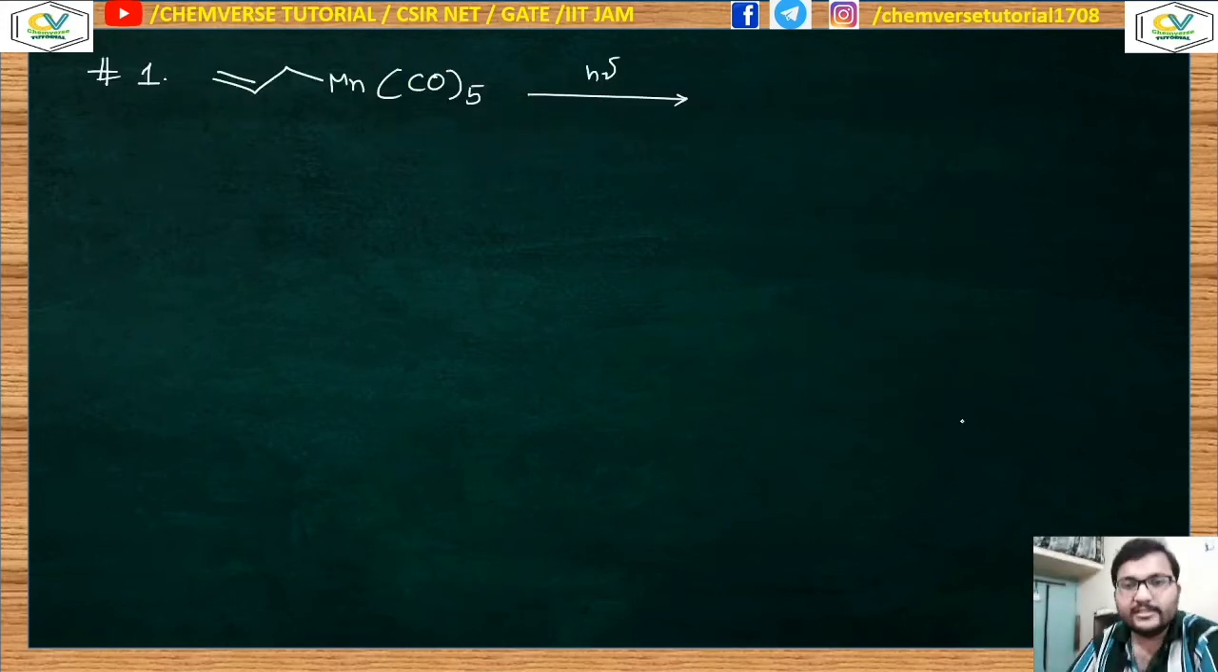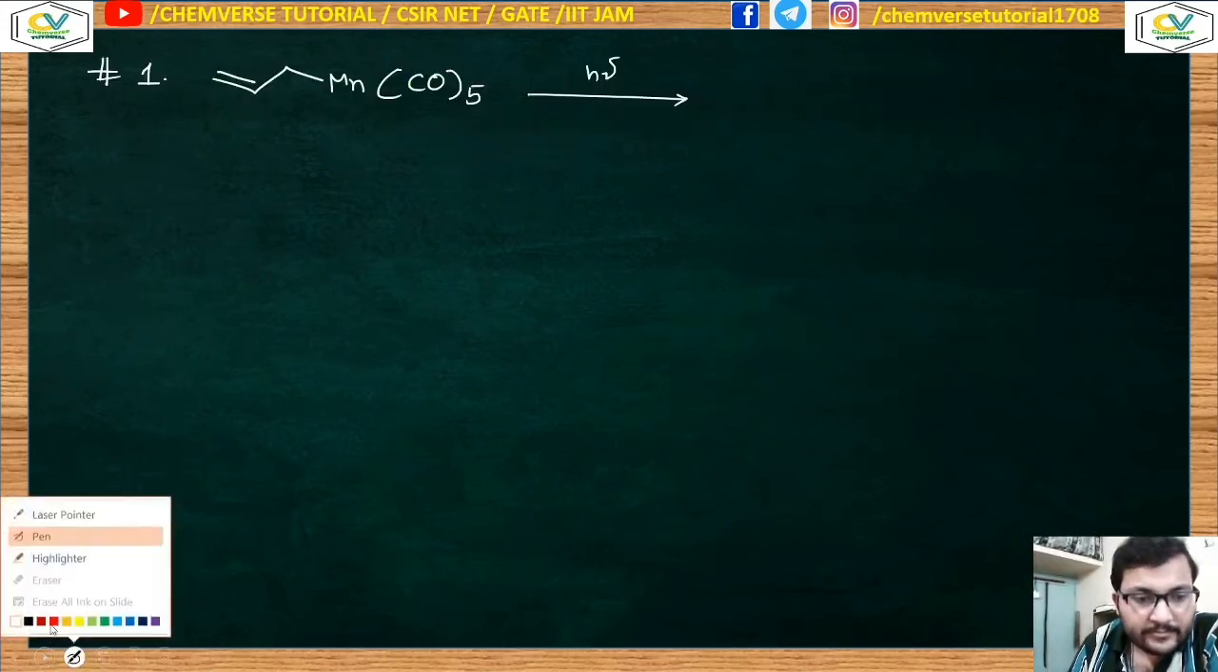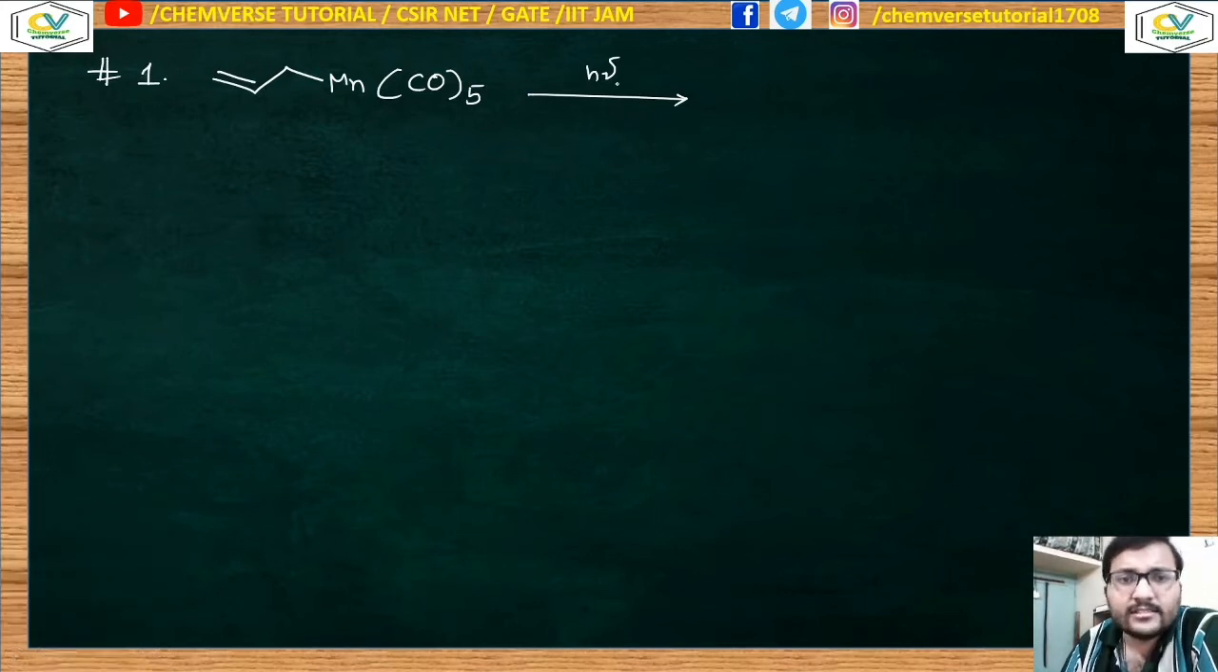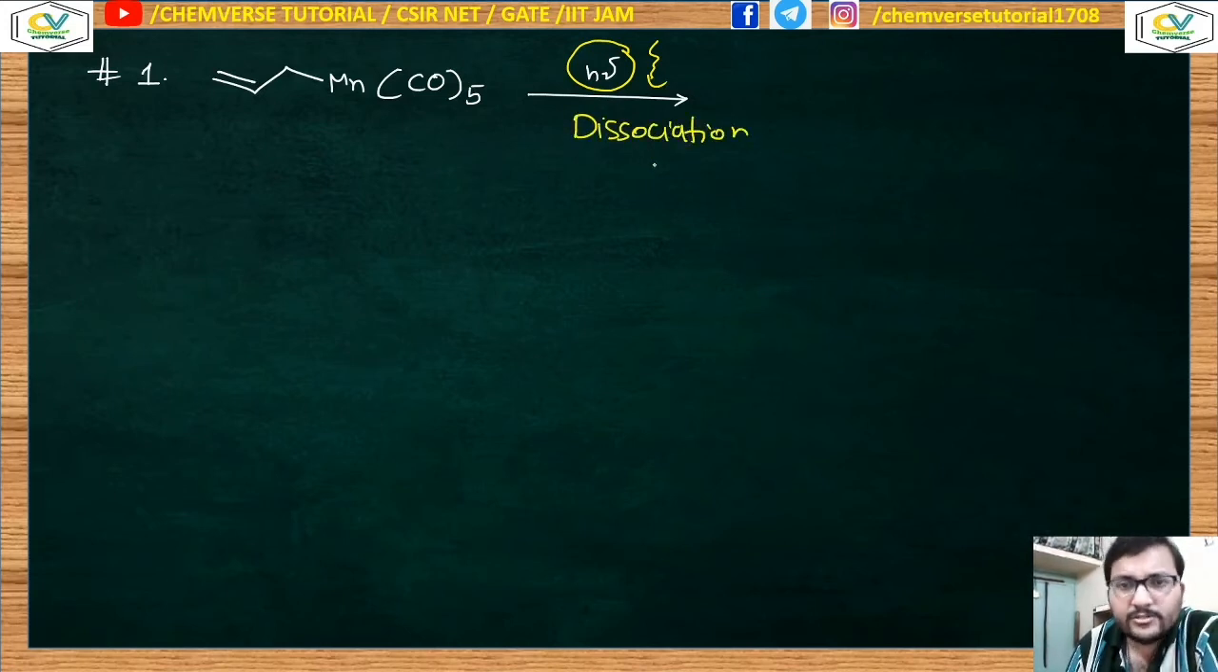Now moving on to this reaction. In this case, we can see that it's not a substitution reaction. Rather, there is h nu. h nu means some photochemical irradiation is occurring. It suggests that some amount of energy I am delivering to the system. So if I supply some energy, it will lead to bond breaking, and there will be dissociation of the bond, the dissociation of carbonyl, which is more labile. So the carbonyl ligand will be dissociated.